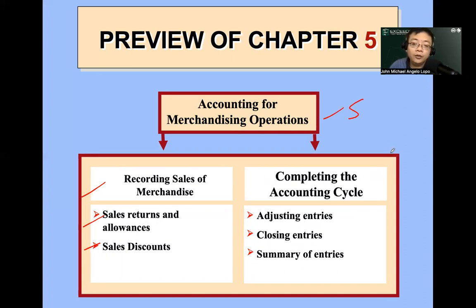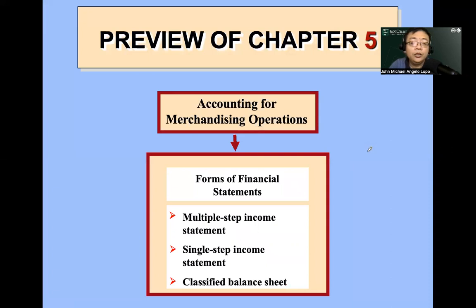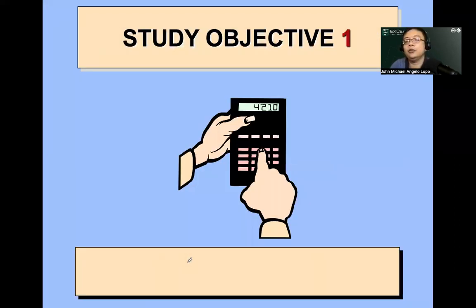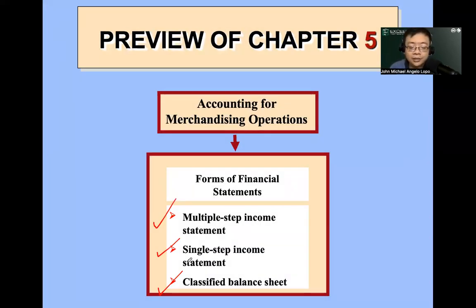In our first part, in accounting, we discuss here completing the accounting cycle. Hopefully, you still remember the adjusting entries, the closing entries, and also the summary of entries. Later, I will also discuss the accounting for the merchandising operations: you have the multi-step, the single step, and the classified balance sheet. That's also the preview of what I will discuss later.